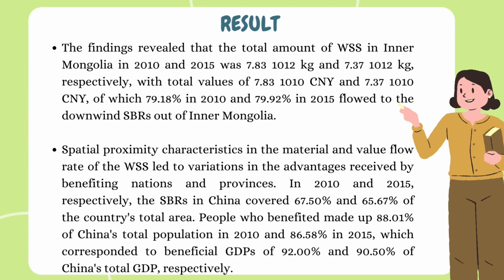Spatial proximity characteristics in the material and value flow rate of the WSs led to variations in the advantages received by benefiting nations and provinces. In 2010 and 2015, respectively, the SBRs in China covered 67.5% and 65.67% of the country's total area. People who benefited made up 88.01% of China's total population in 2010 and 86.58% in 2015, which corresponded to beneficial GDPs of 92.0% and 90.5% of China's total GDP, respectively.